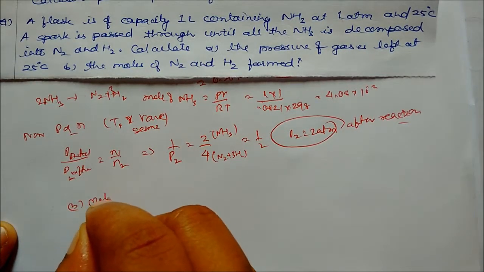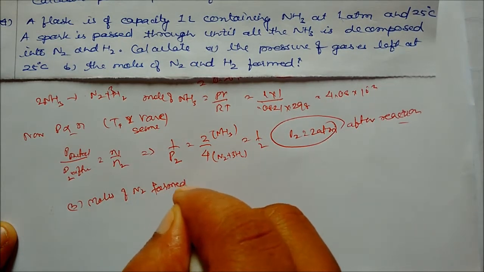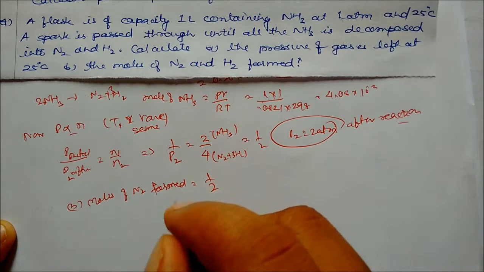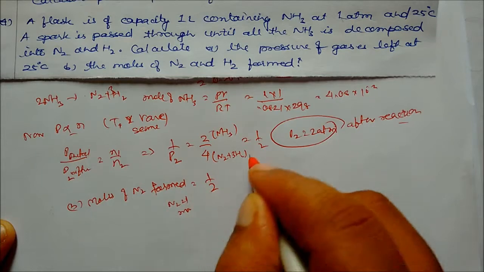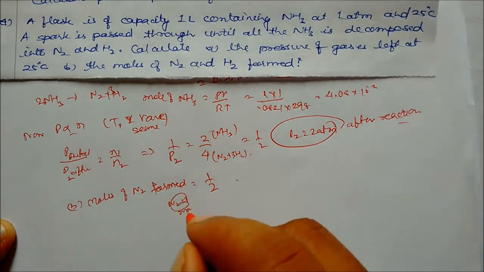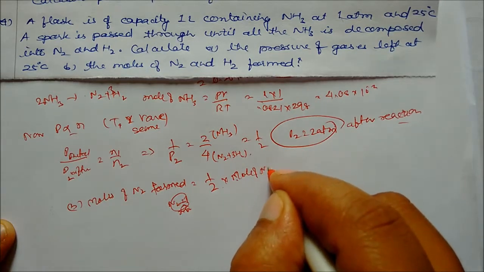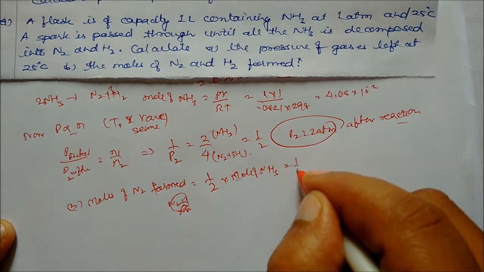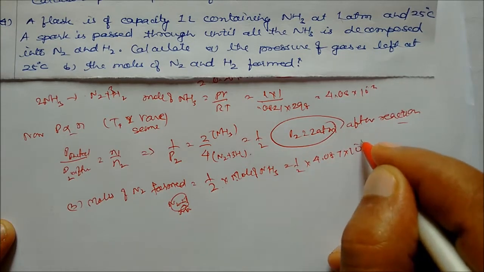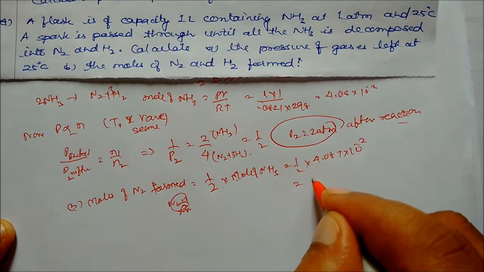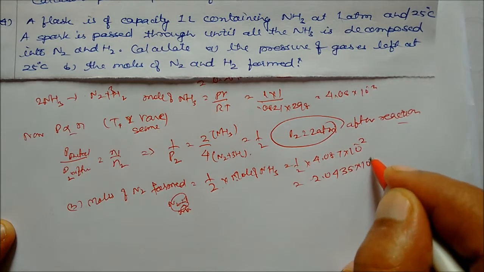So the moles of nitrogen formed will be how much? So half mole. Why half mole? Because nitrogen is 1 mole. This is the half mole. So nitrogen is 1 mole, so 1 into the moles of ammonia. So this is half into 4.08 into 10 power minus 2. So you will get the answer 2.0435 into 10 power minus 2.